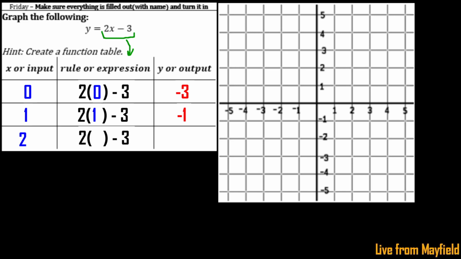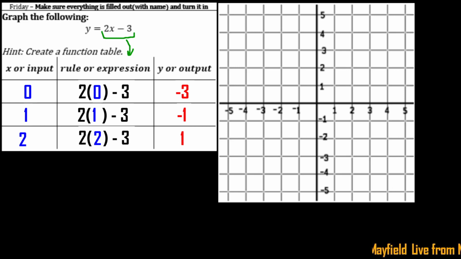The last one, my x value is 2, so I plug into my expression or rule. So I have 2 as my input value, so then I have 2 times 2 is 4, minus 3 is 1. So I have the ordered pair 2, 1.